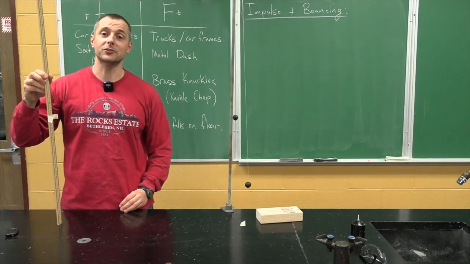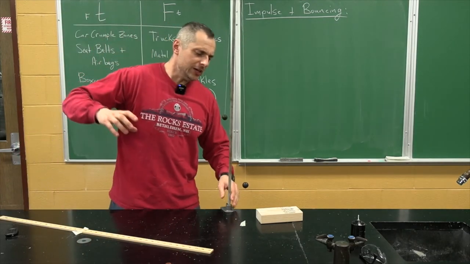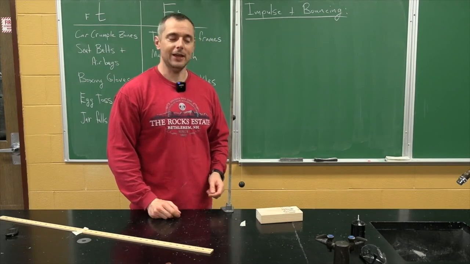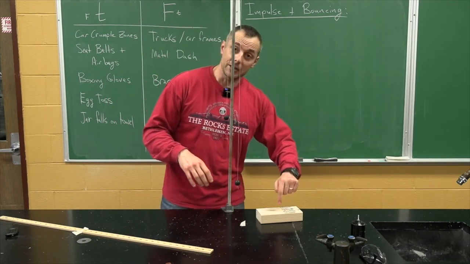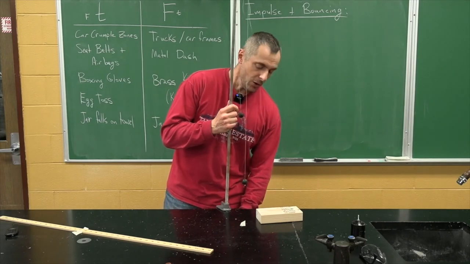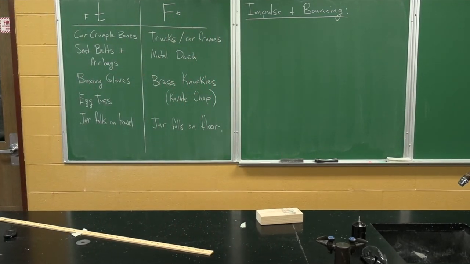Oops. There it was, 60 centimeters instead of 45. This needed more velocity to knock it down. The bounce was more effective at creating an impulse on the block to knock it down. Why is that the case? Well, let me get this out of the way.